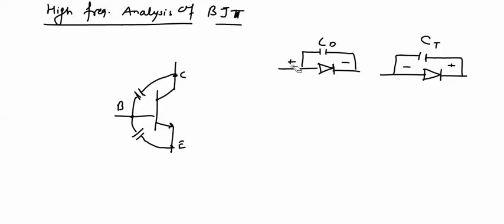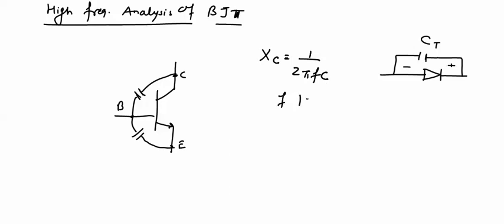These two capacitances between these two junctions have the capacitive reactance Xc equal to 1 upon 2 pi f into C. And if f is large, for high frequencies, then Xc becomes very low. If Xc is low, then they create a path between these two terminals, means these terminals are shorted.